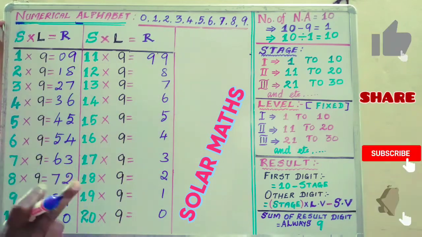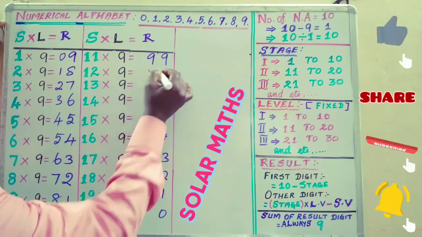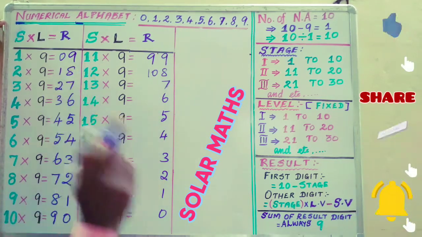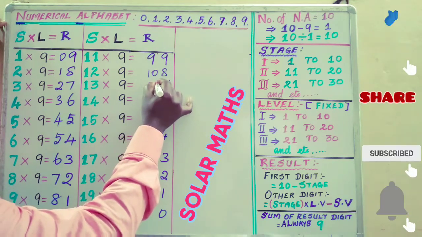Here 12 into 1 is 12, 12 minus 2 is 10. Here 13 into 1 is 13, 13 minus 1 is 12.